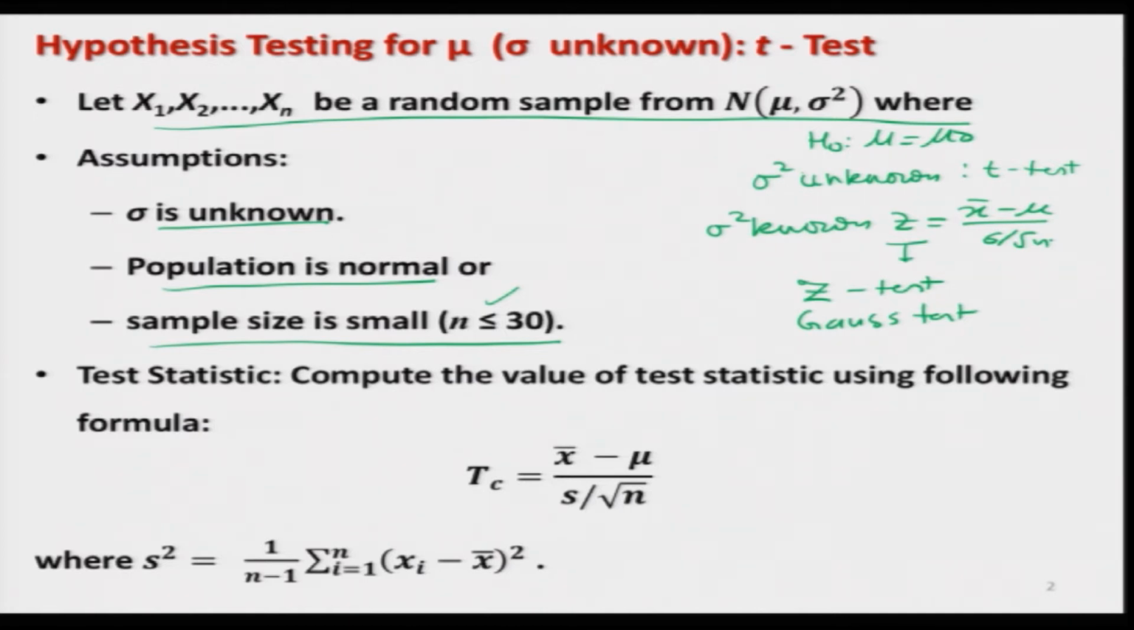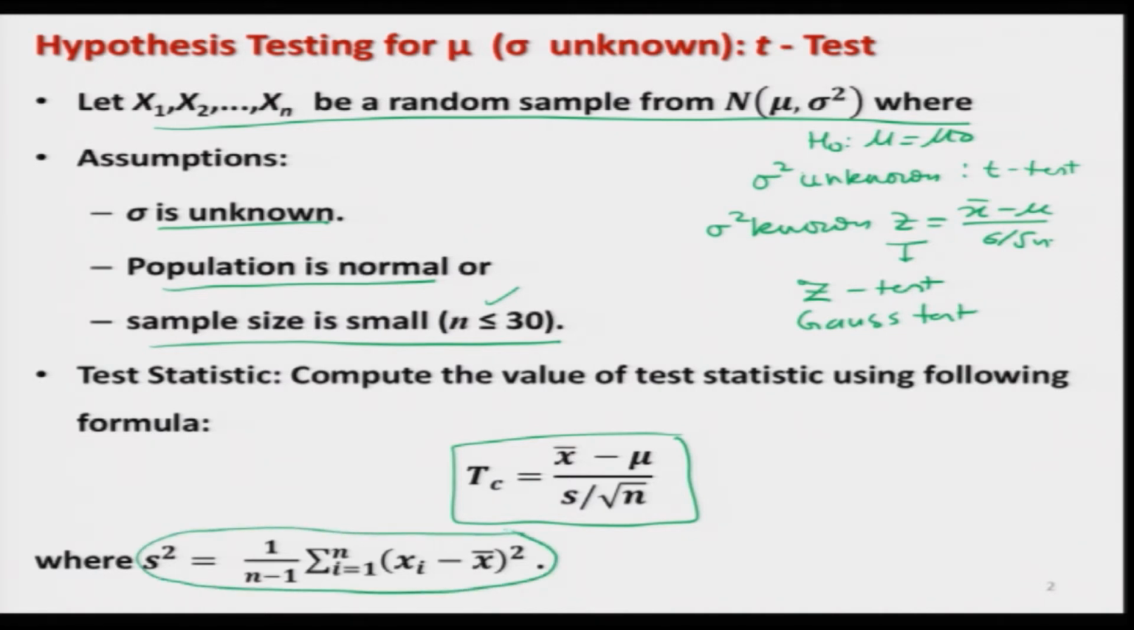In this case we use the test statistic t equal to x bar minus mu divided by S by root n. Because sigma square is unknown, we estimate sigma square by S square, and S square is an unbiased estimator of sigma square.